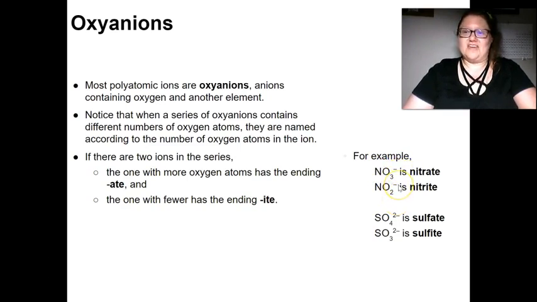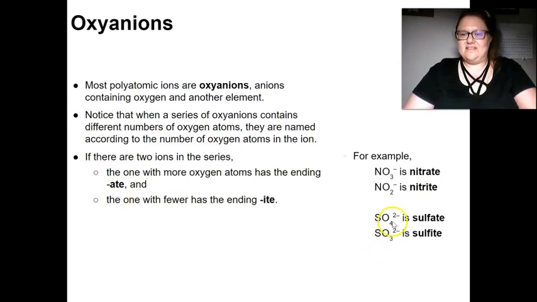Notice the charges are the same though, they're both -1s. Okay, look at the other pair, sulfate, sulfite. 4 oxygen, 3 oxygen. But they both have the same charge, -2s. Okay, the way you remember which one is which is the ate name has more oxygen out of the pair.